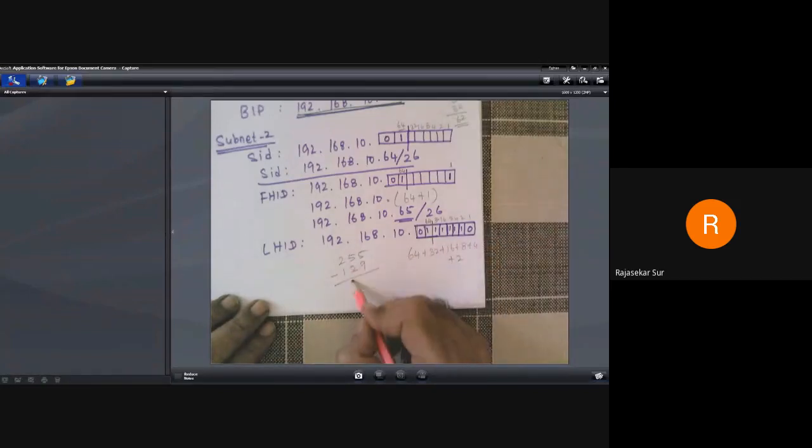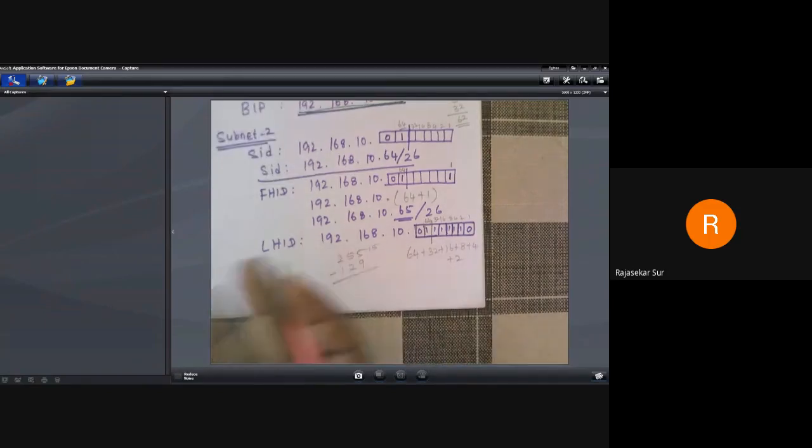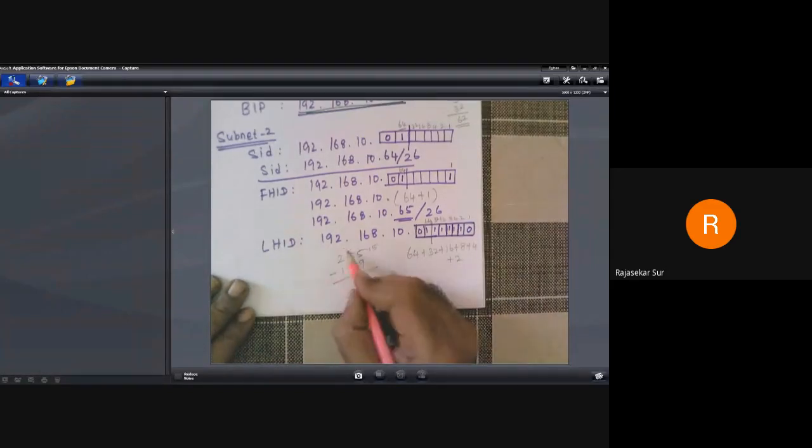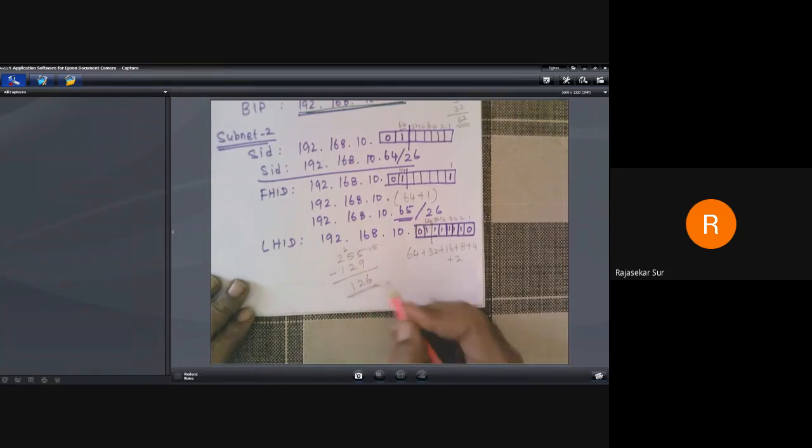So I just minus this. So this is going to be 15. So 15 minus 9: 10, 11, 12, 13, 14, 15. So it is going to be 6. Here it is 4. We borrowed 1. So 4 minus 2 means it is going to be 2, and this is going to be 1. So 126 is going to be the answer.